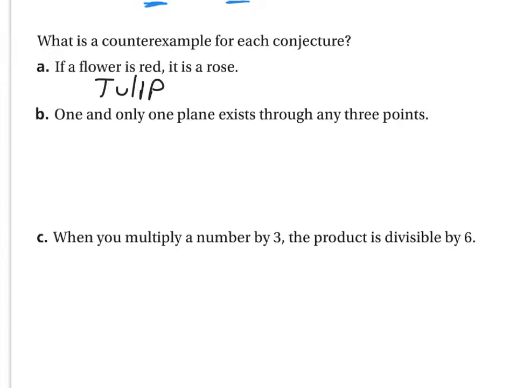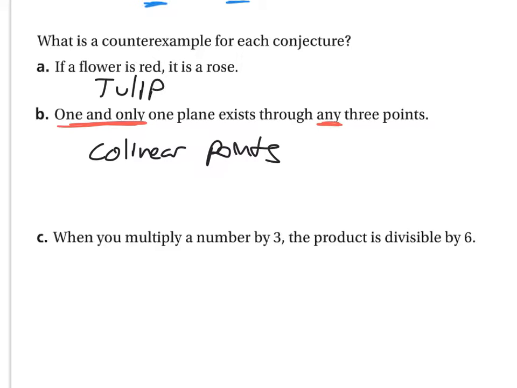Part B says one and only one plane exists through any 3 points. Now, here's a couple of things. When you're looking for what this conjecture is actually saying, be careful for the classifiers, okay? They are being very specific. One and only one plane. You can't say, well, this one and this one. No, they're talking one and only one. And they're saying through any 3 points. But you can't have a plane if they're all collinear points. Right. Collinear points causes a problem.